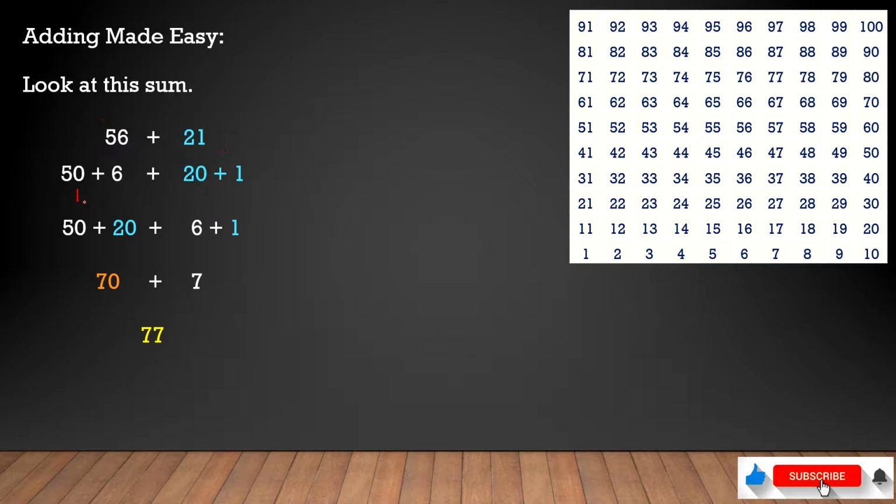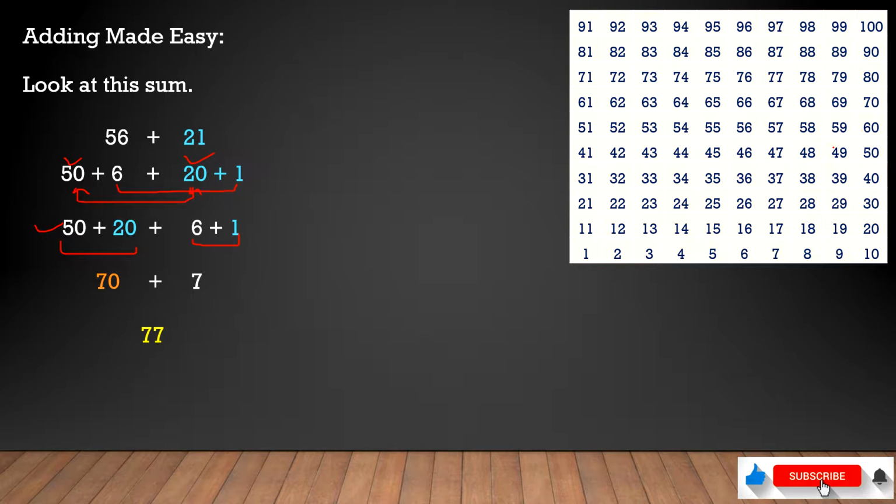Then what can we do next? We can pick the bigger numbers 50 and 20, because it is always easier to add numbers which are in tens. Then 6 and 1 can be written together. So here we wrote 6 and 1, and 50 and 20 is written over here. First we'll add 50 and 20.